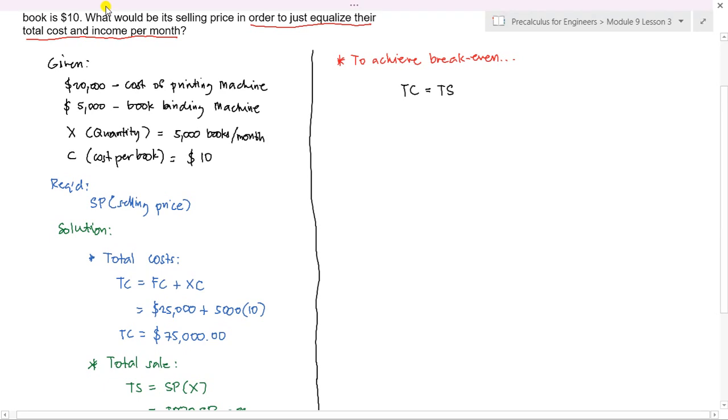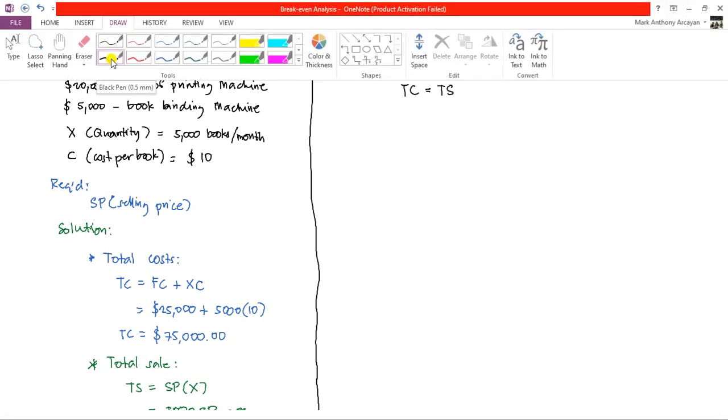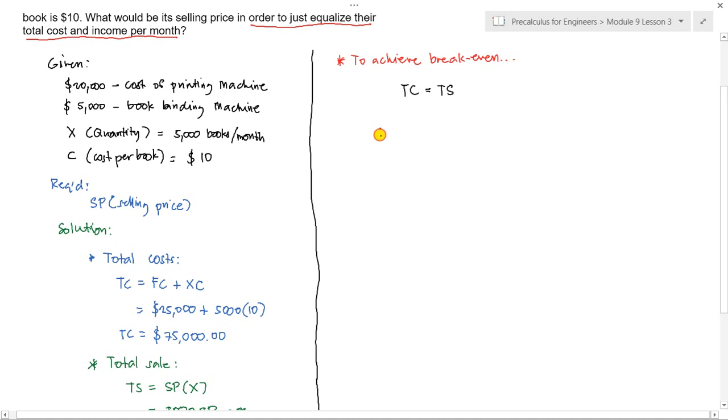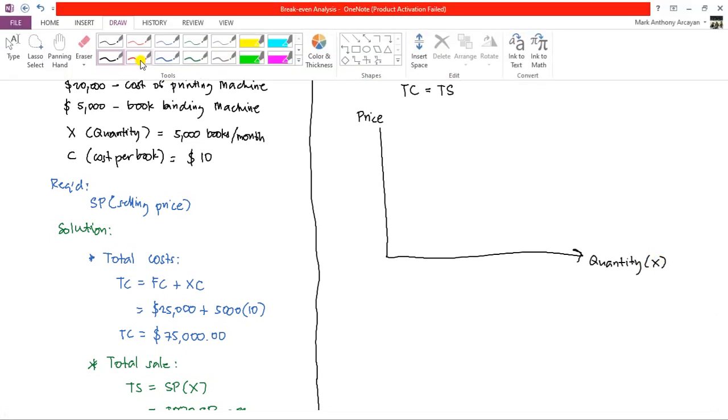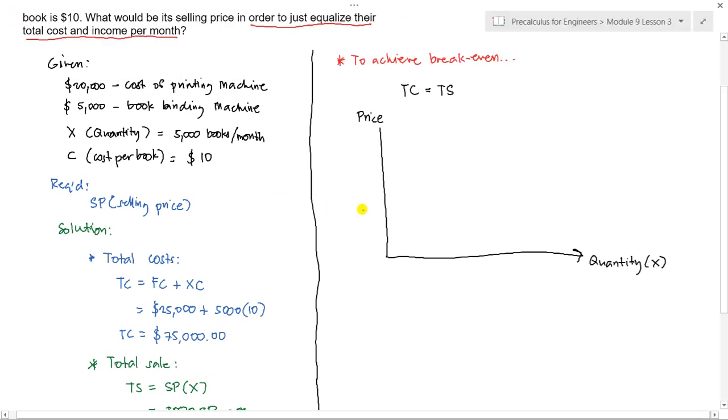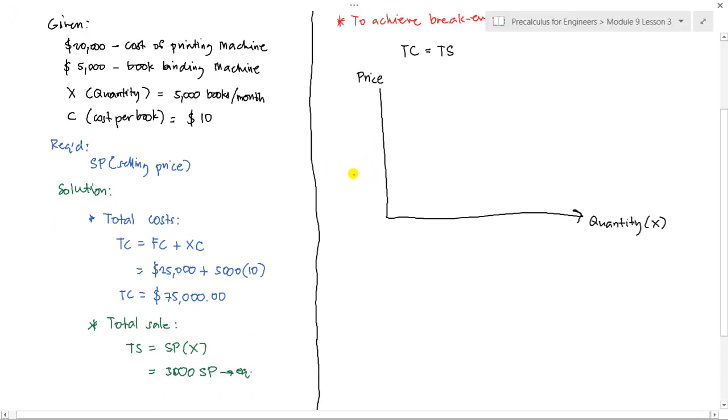Okay? So if we're going to graph this, this is for the quantity and this is for the price. So quantity here is the x-axis. Our total cost here is not a curve, it is a straight line. Total cost is at $75,000. Here is our total cost, a straight line because it is constant.